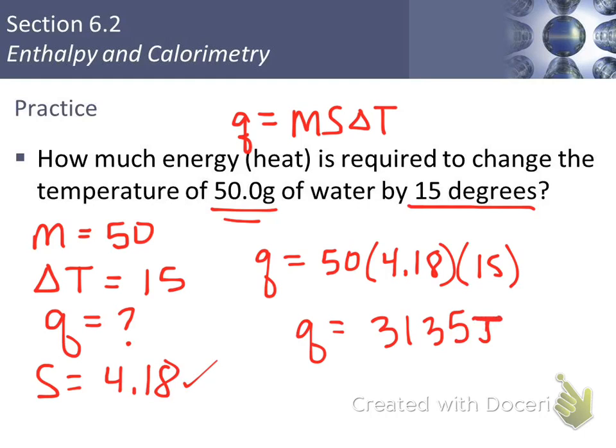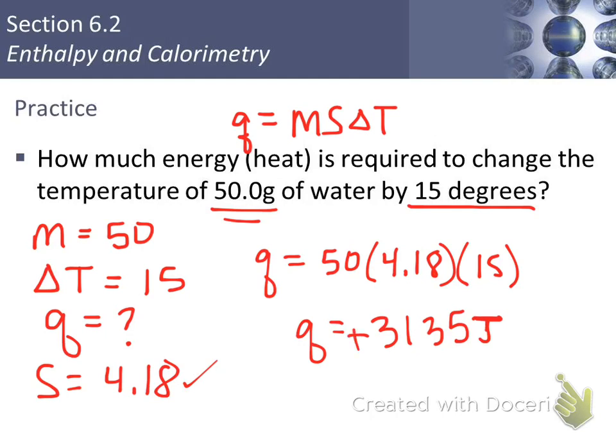Right? And it didn't tell us necessarily that it heated 15 degrees or it cooled 15 degrees. It just told us it changed 15 degrees. But since it's left as a positive 15, we're assuming that it's heating up, which means our heat is being added. So our Q value is positive.